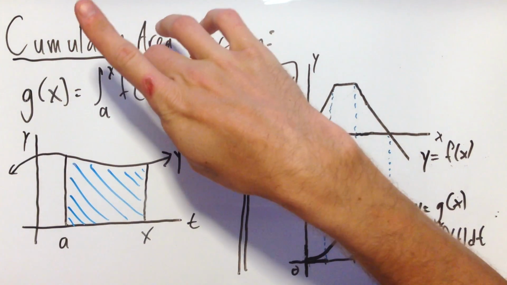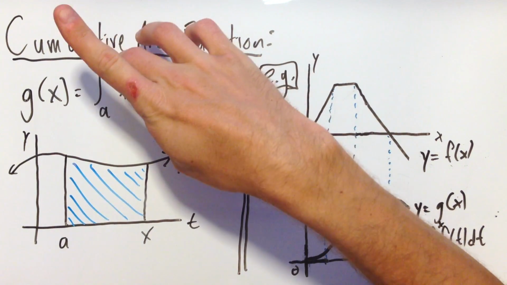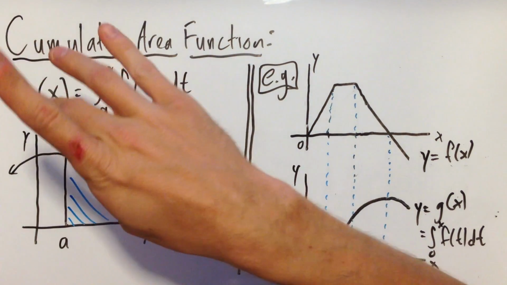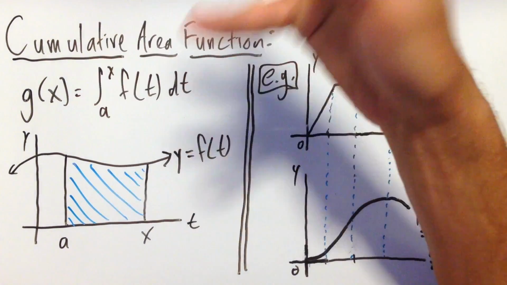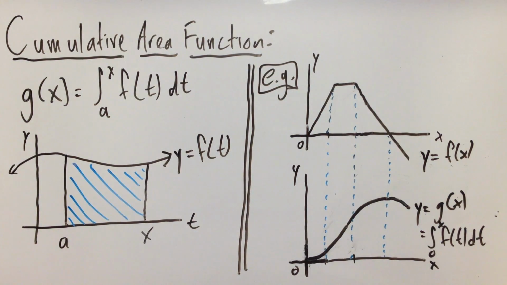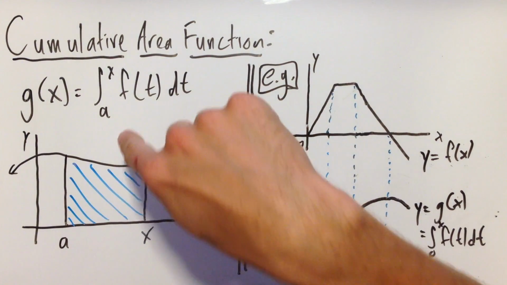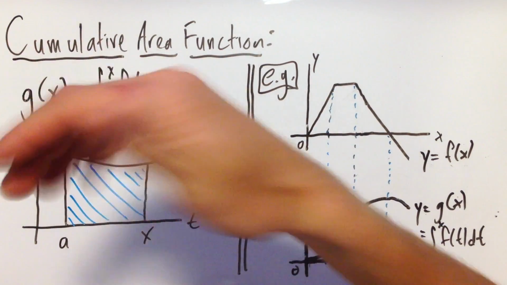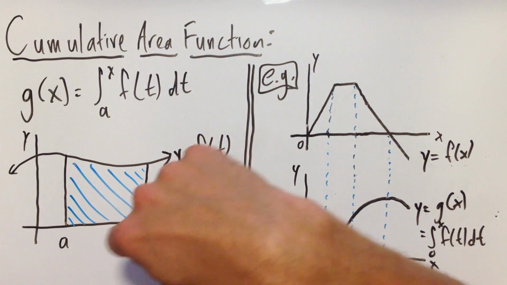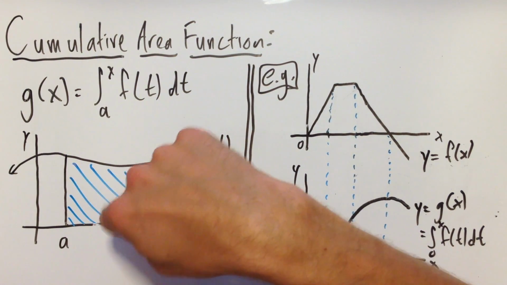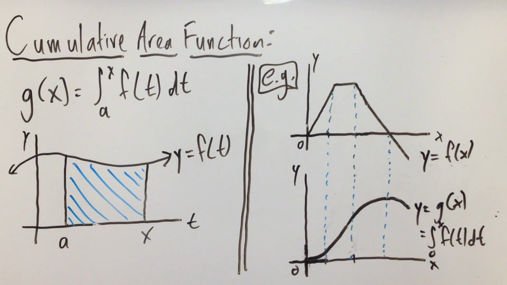I can't use x as both the variable I'm integrating over and a limit of integration, and since I'm considering g to be a function of x, I can't integrate over x. I just introduce a new variable t for integrating over. And so for any value of a, we get a function g of x, which is the area underneath f of x between a and x above the horizontal axis below the function.